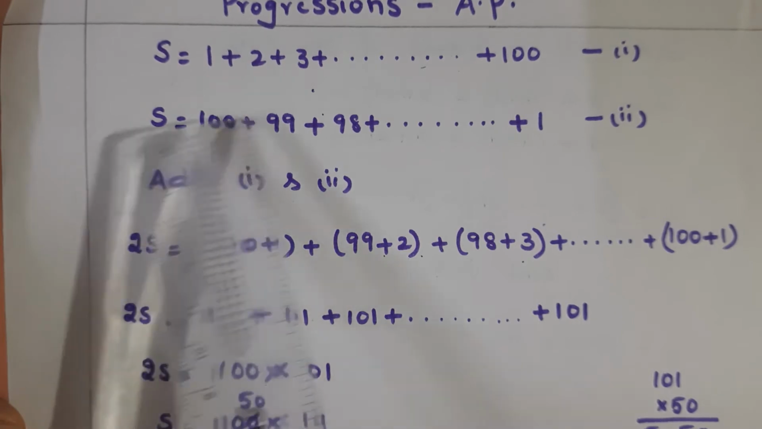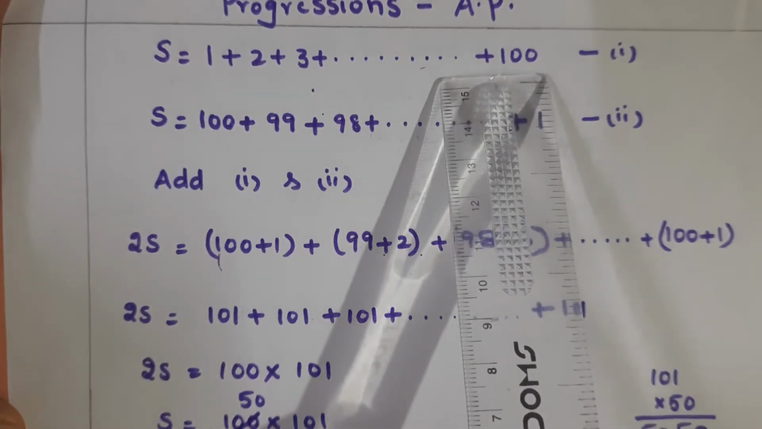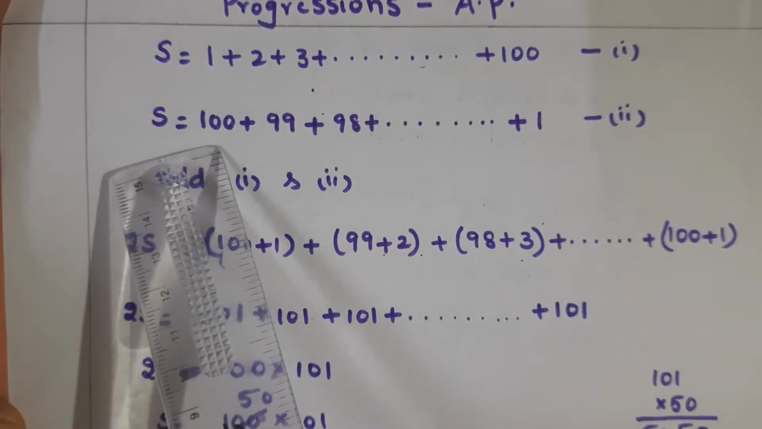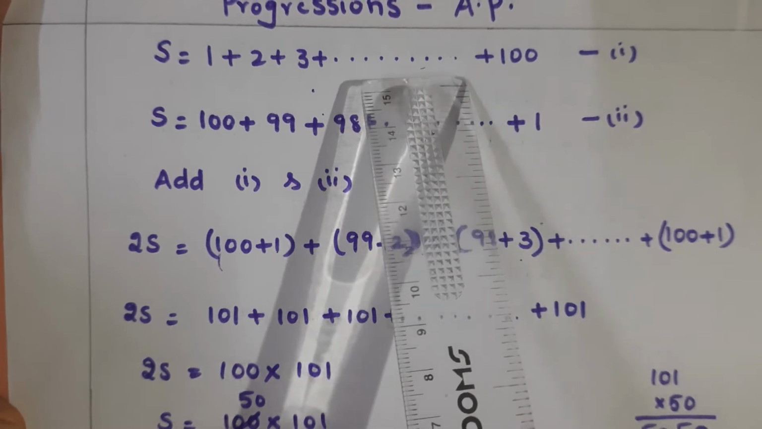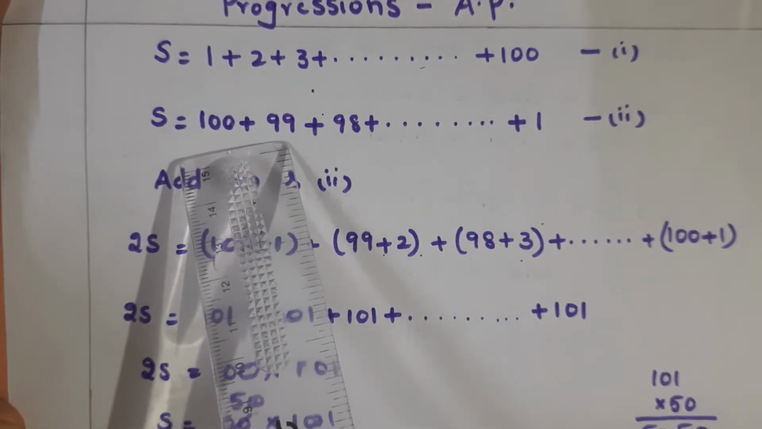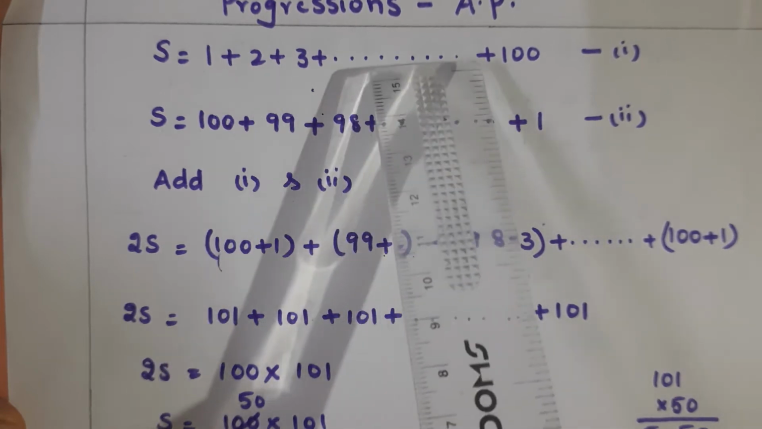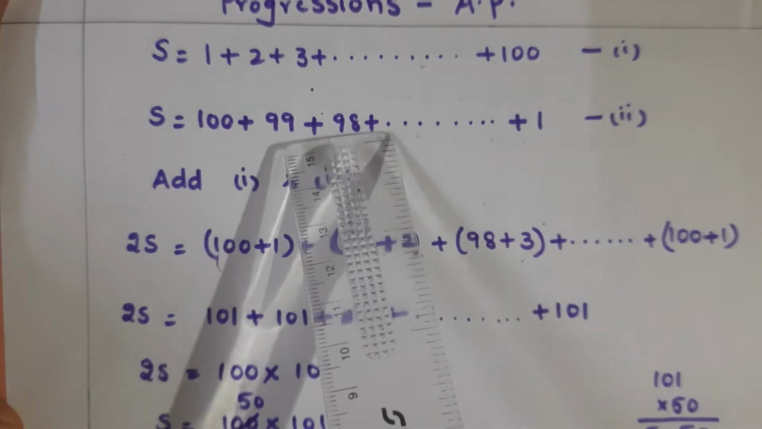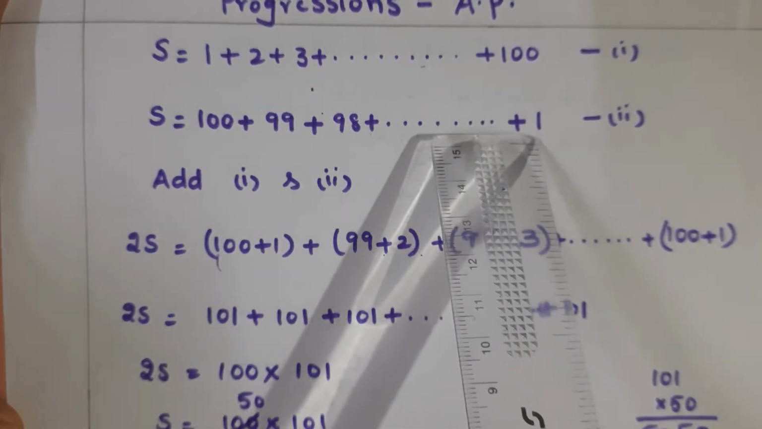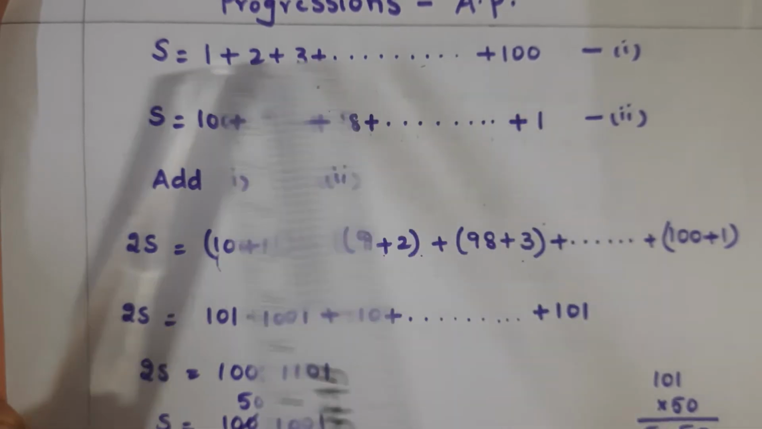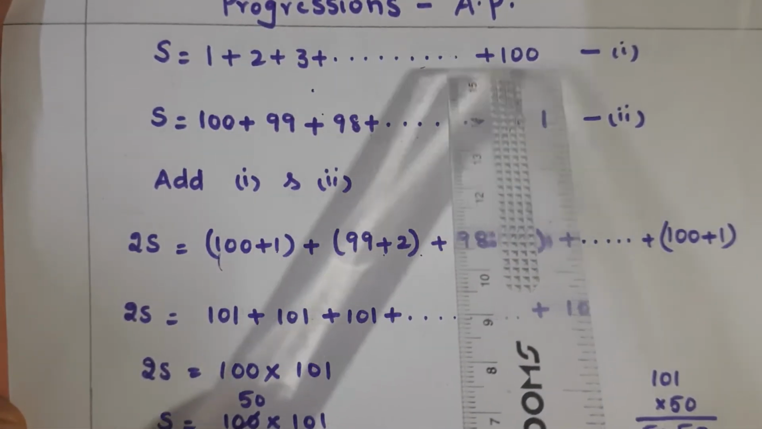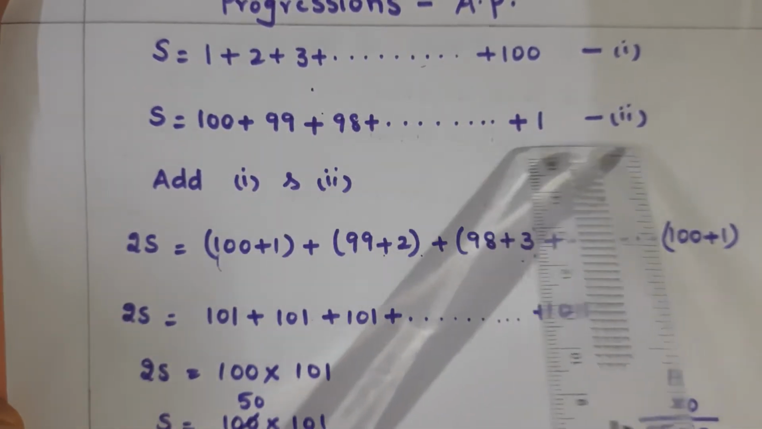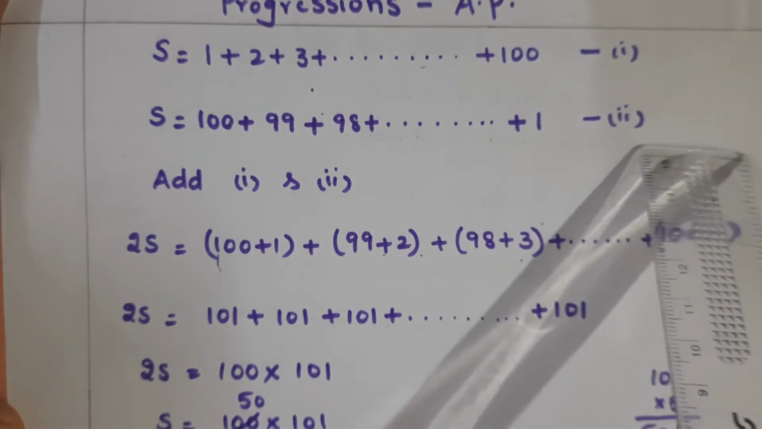S is equal to 100. Here in equation 1 it is the last term, we are writing 100 as the first term. So before 100 it is 99, so 99 we are writing as the second term. Next, before 99 it is 98, so 98 we are writing as the third term, plus and so on to the last term, we are writing as plus 1. So this equation is simply reversed and written. That reversed equation we are terming as equation number 2.